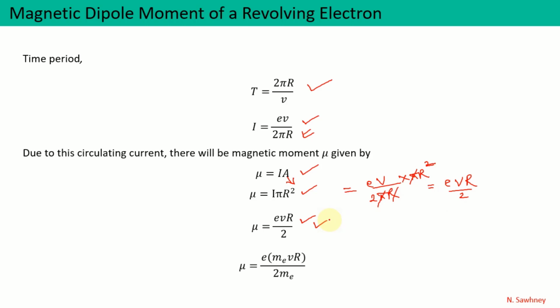Now, in this expression, if I multiply and divide by the same quantity, that is the mass of the electron, it will not make any change in the given expression. But if you look carefully, in the numerator there is the term m into v. And what is mv? mv is the momentum. And if we take r also together, since the electron is revolving in a circle, it is angular momentum. That is, mvr is angular momentum.